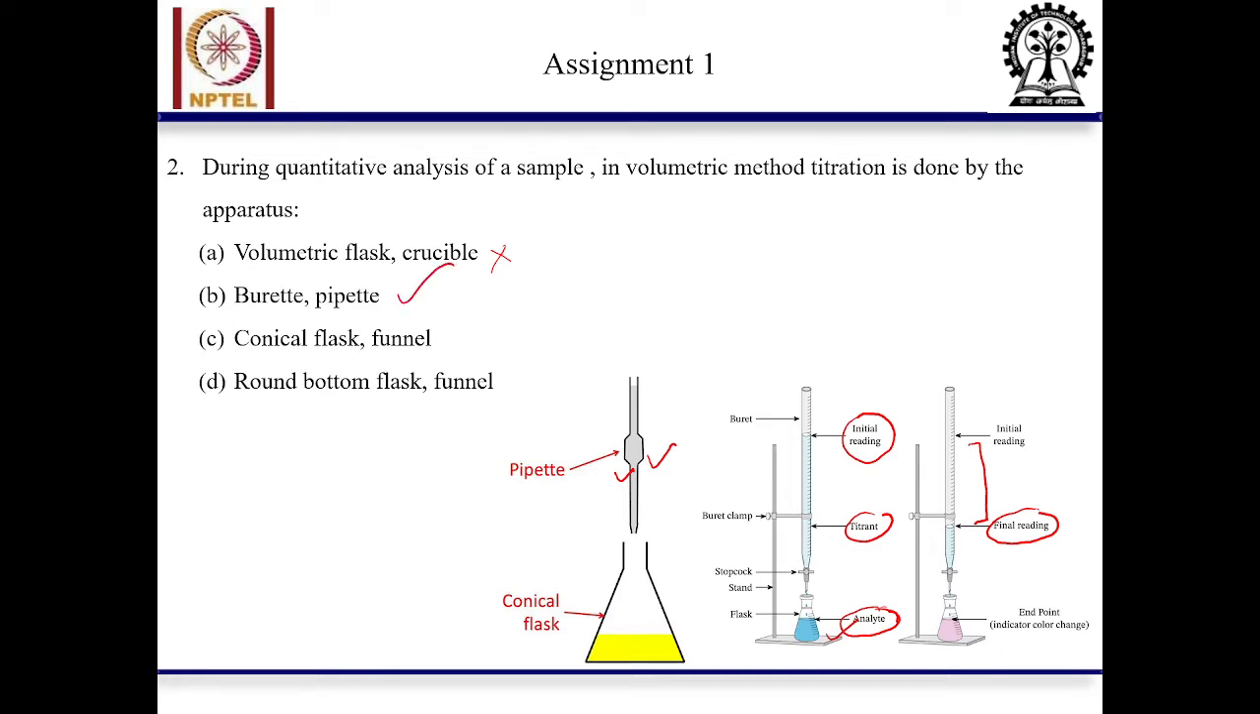In C, conical flask and funnel, those are just for helping purposes. We store the analyte in the conical flask, and the funnel we just use to transfer the titrant into the burette. So that is also not it, and the round bottom flask and funnel, this is not complete either. So the answer is burette and pipette.